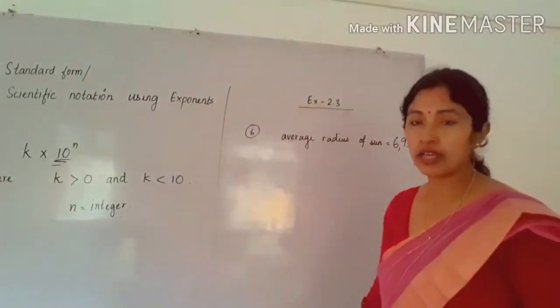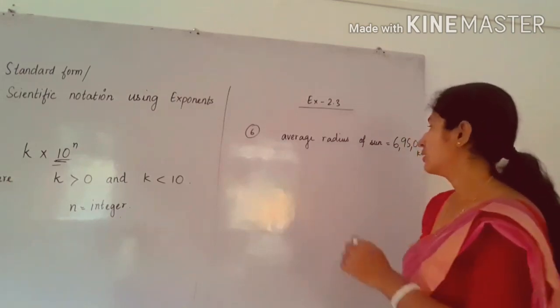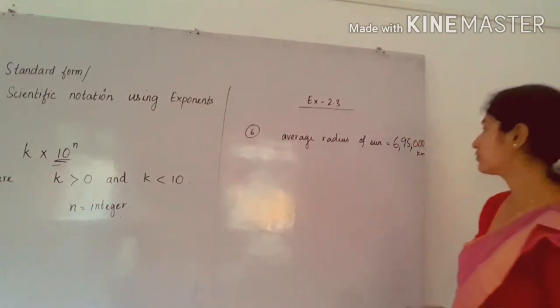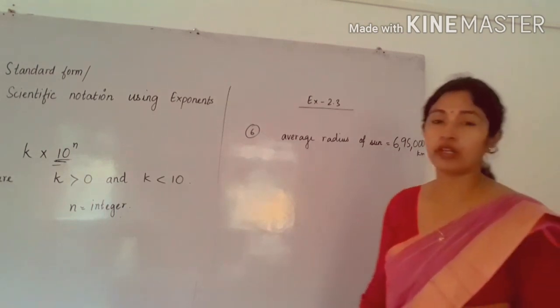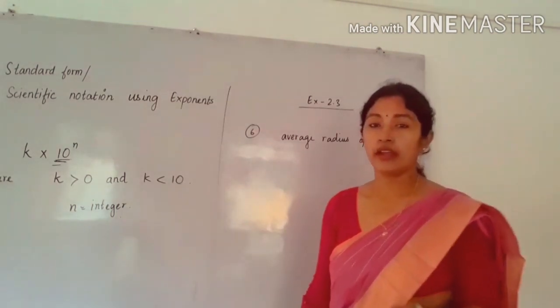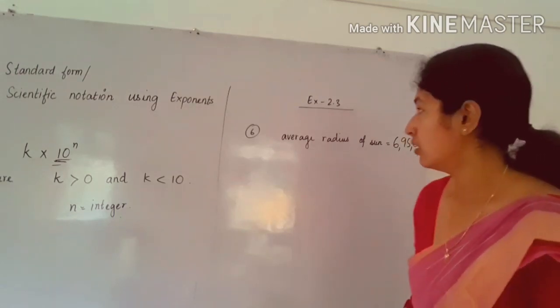So next exercise, that is 2.3. I have taken question number 6. See what is written: the average radius of the sun is about 6,95,000 km. Now you have to express it in standard form. So we have to express it in exponent form.